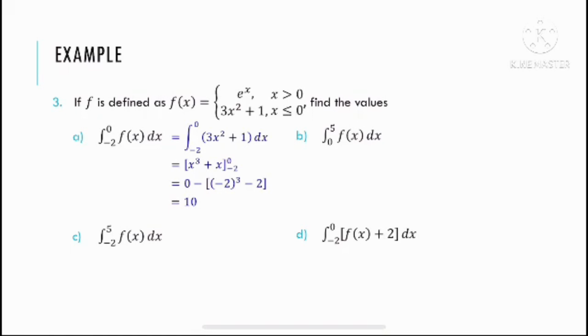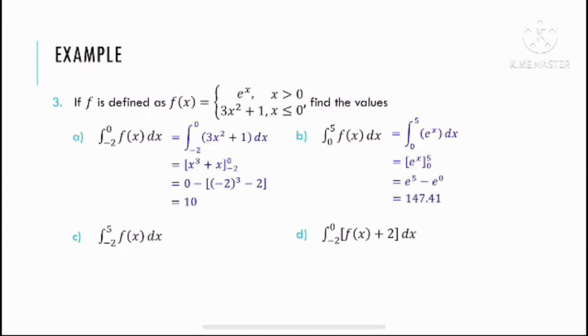For question B, it is the integration of f(x) from 0 to 5. Since the limit 0 to 5 lies on the interval x greater than 0, so we choose the function e^x. Then integrate, where the integration of e^x equals to itself. After that, substitute the limits and solve.